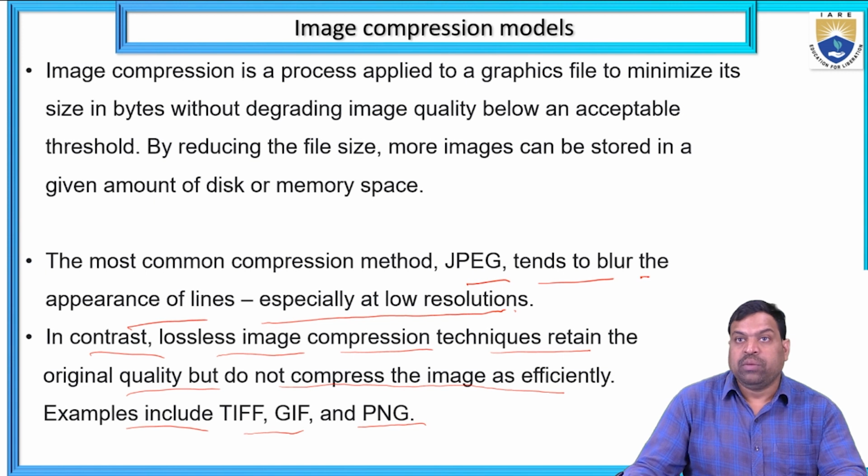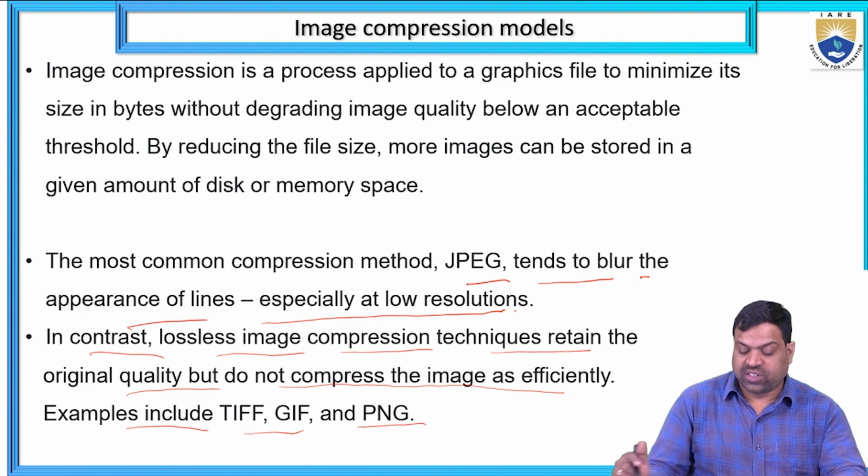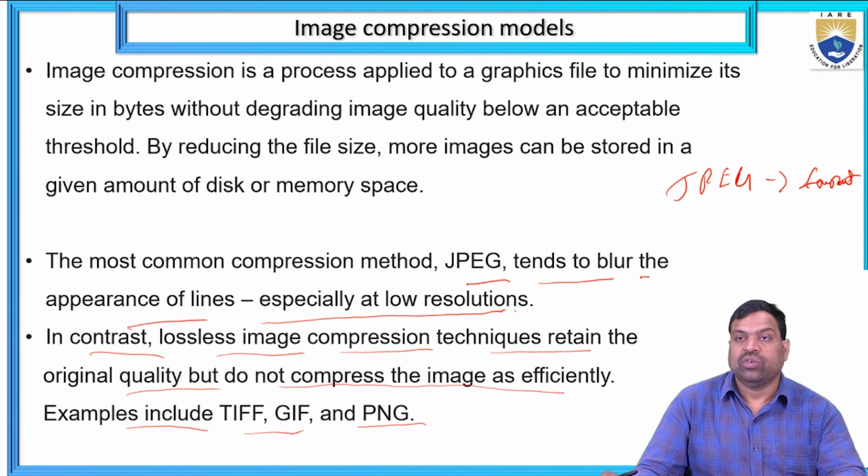So, what image compression methods are there? Suppose JPEG is one type of method. JPEG is one format. So, depending on the format of your image, we have to use the corresponding method to compress the image.